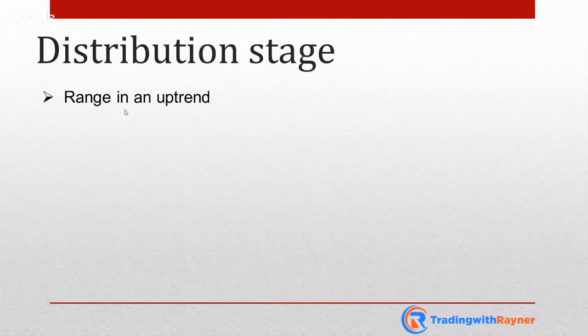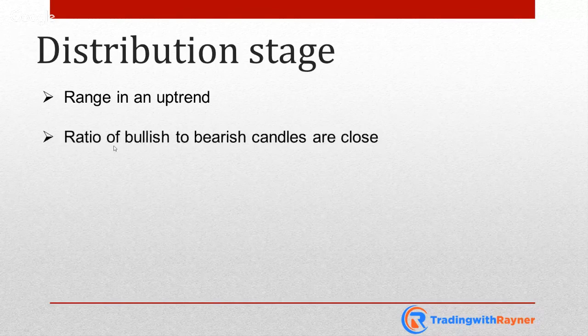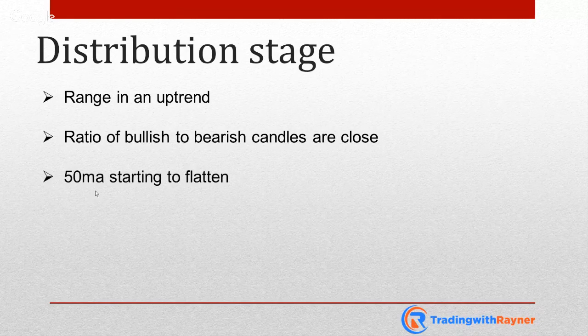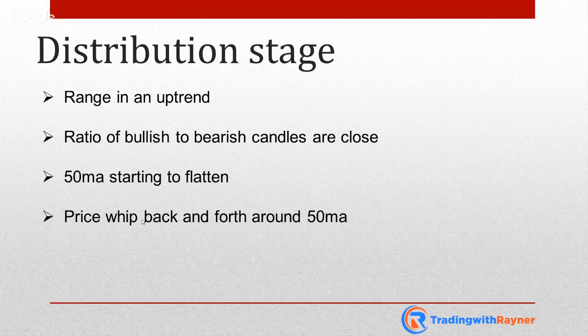And after the advancing stage, what happens is that the market goes into a distribution stage, and it is basically a range in an uptrend. So if you think about this, this is actually the opposite of the accumulation stage. Your ratio of bullish to bearish candles is similar. Your 50 period moving average is starting to flatten out, and price tends to whip back and forth around the 50 period moving average. This happens because the market goes into a range. So when the market goes into a range, you know that it tends to trade and whip up and down beyond the moving average.